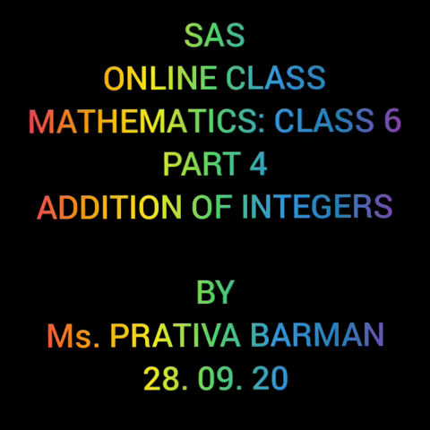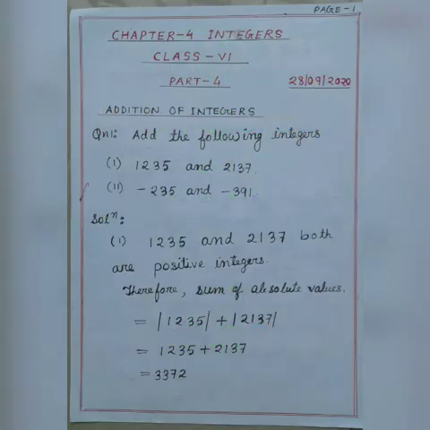This is part 4 of chapter 4, integers. Today we shall learn addition of integers. So I shall explain it with some examples. Question number 1. Add the following integers: 1235 and 2137.